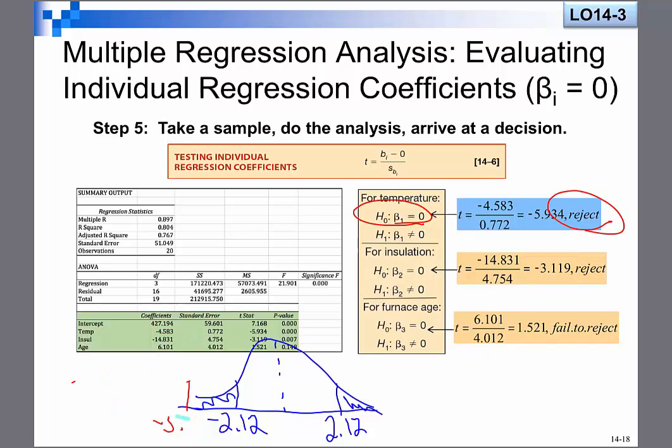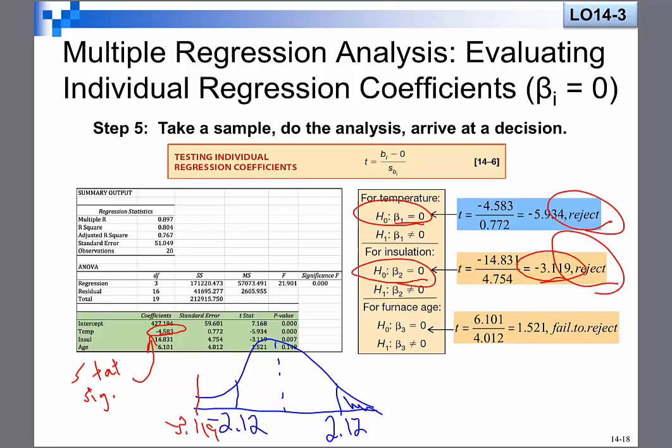3.119 actually falls in the rejection region on our left side. So we reject the fact that beta 2 is equal to 0. So what is beta 2? Well, the number that we've gotten from the output. Beta 2 is 14.83. Okay, so 2 rejections, there we go.